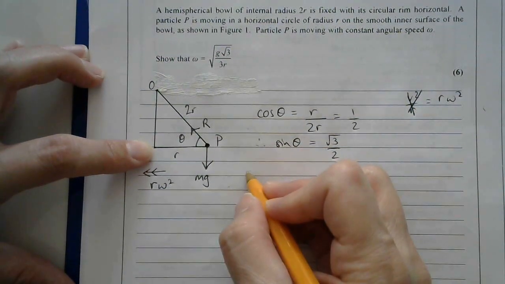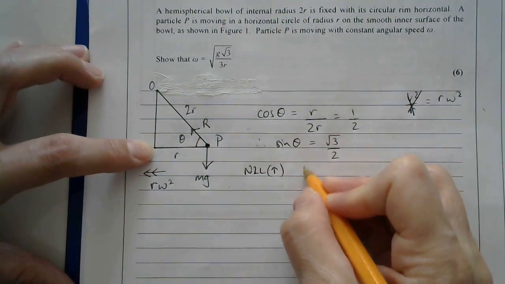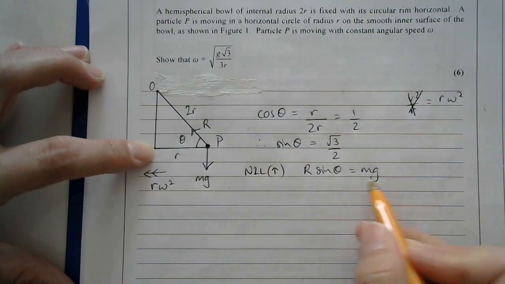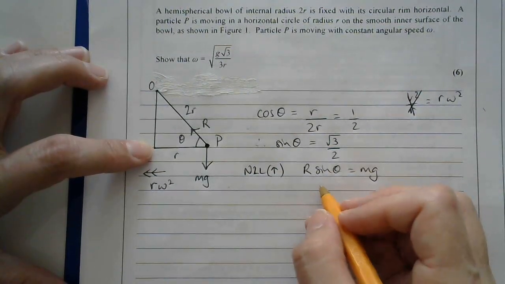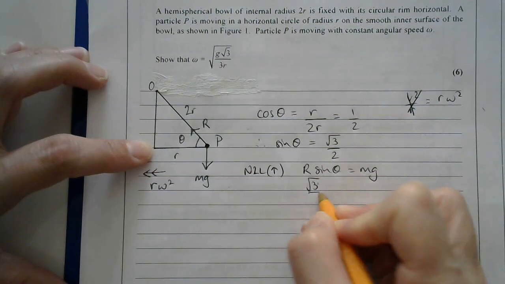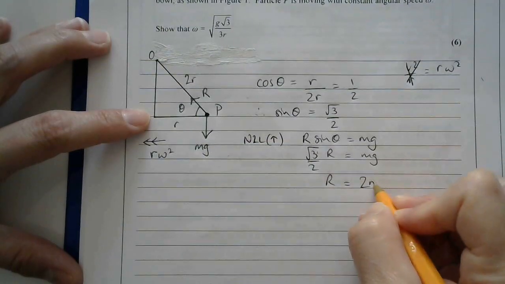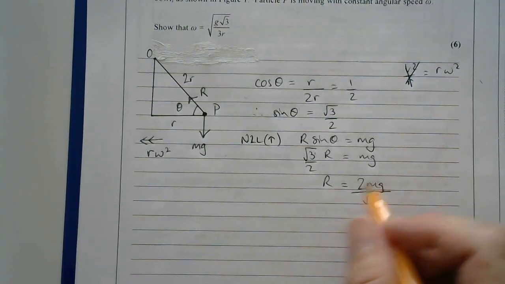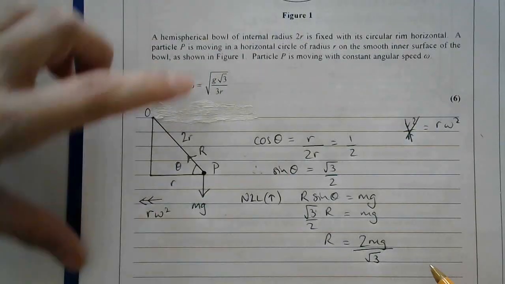And if I resolve vertically, then I get that R sine theta is mg, doing forces up equal forces down, because in that direction it's not accelerating. And sine theta, I said, was root 3 over 2. So therefore root 3 over 2 times R is mg, so therefore R will be 2mg over root 3. I won't bother rationalising this yet because I need to see what else I'm going to get, and hopefully that will cancel out, or perhaps not actually, because I need that root 3, but anyway.